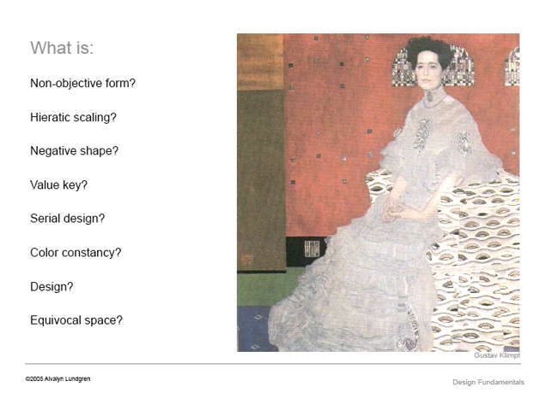Value key is the overall lightness or darkness of an image. As we look at the Klimt painting, we have a dark value, we have a lot of light values, but the overall key is landing in the middle value range. If we translated this into a grayscale, it would be mostly middle value grays.